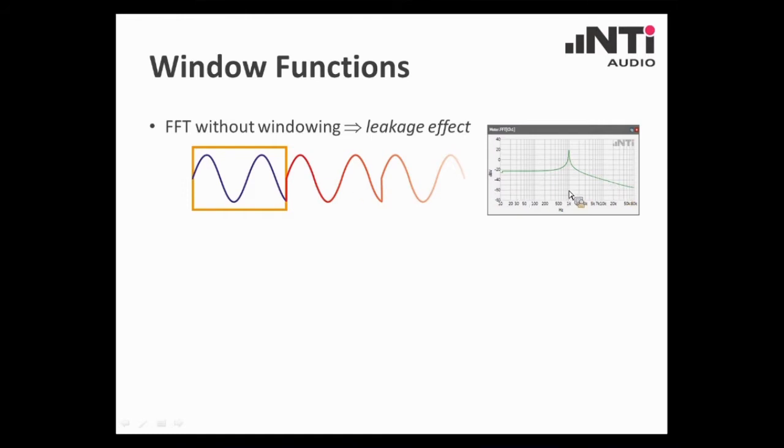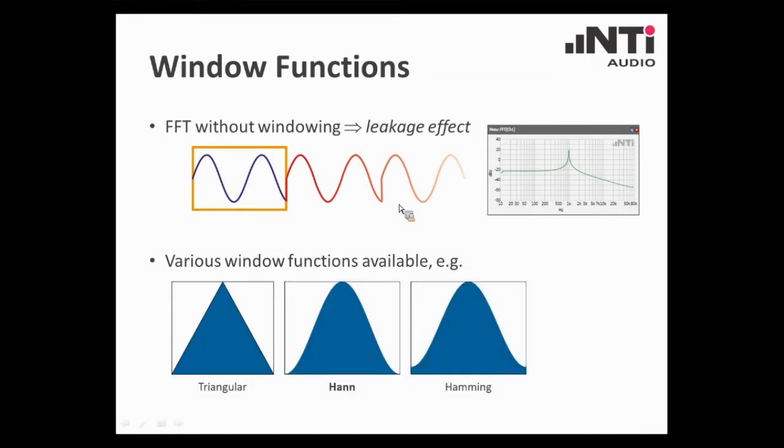Instead of a pure single bin, which would represent the pure sine wave that we have at our input signal, the spectrum has a shape that is due to these transitions. The countermeasure against this leakage effect is the application of window functions.